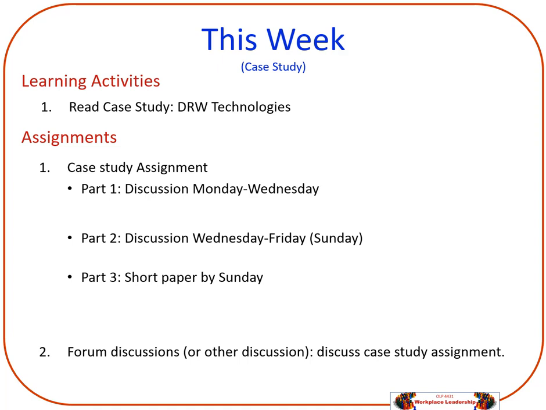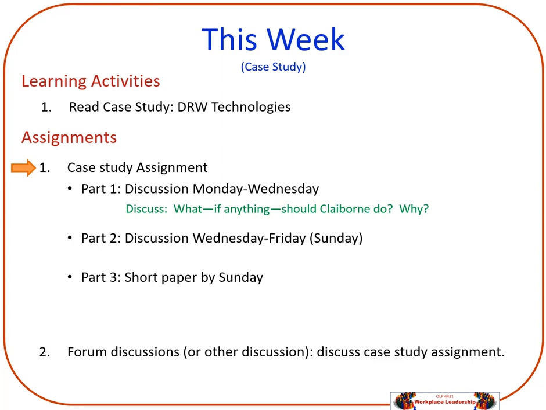Your assignment for this week is to read and discuss that case study with your team. Part 1 is to discuss, Monday through Wednesday, a particular question: what, if anything, should Claiborne do and why? Part 2 is a discussion Wednesday through Sunday, where you discuss three of the questions from a handout that's listed in the framework.